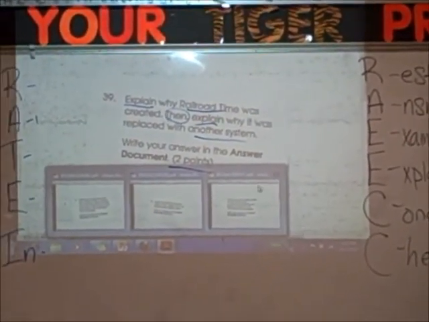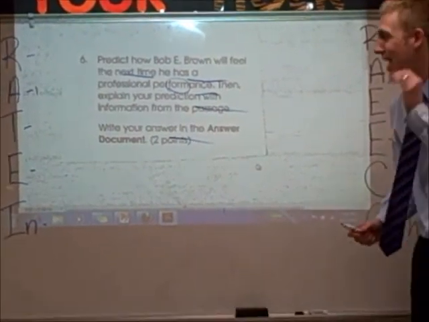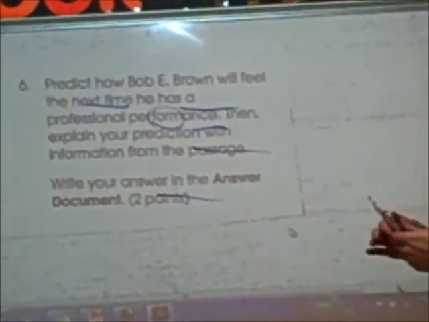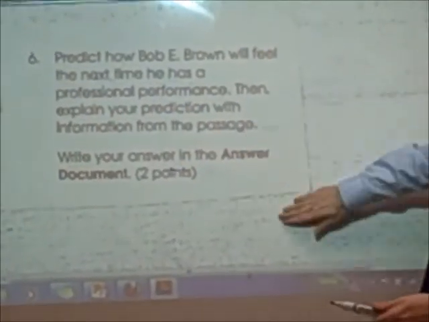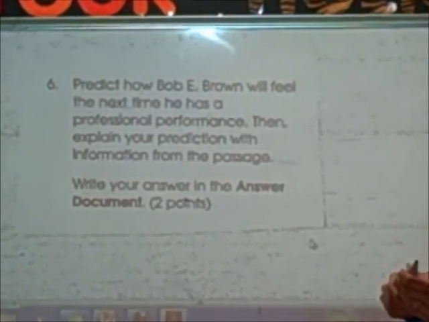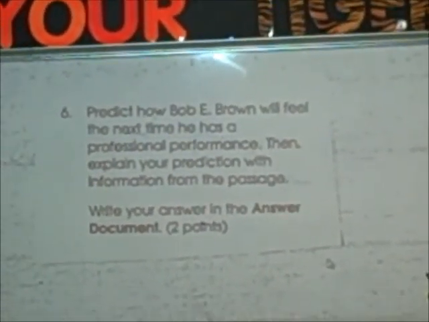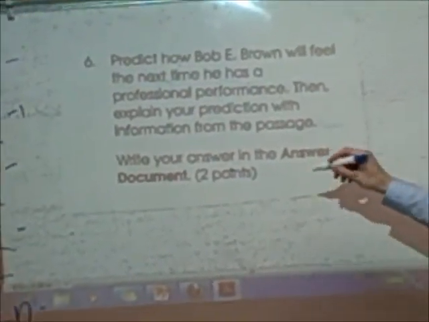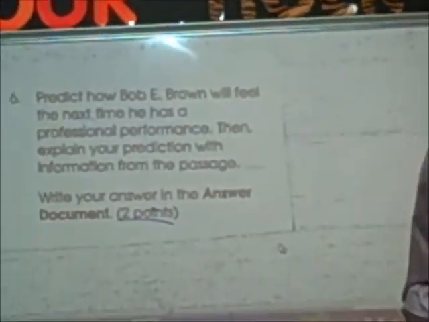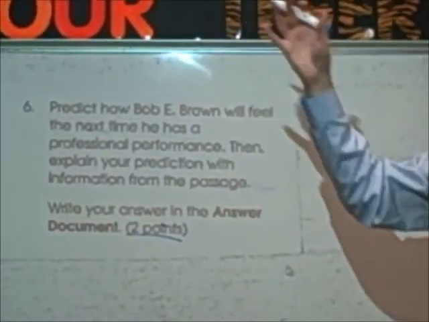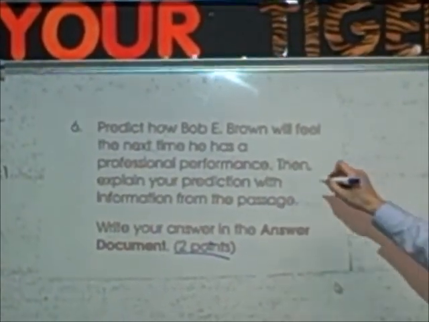The final one we're going to look at here. Predict how Bobby Brown will feel the next time he has a professional performance. Then, explain your prediction with information from the passage. Write your answer in the answer document for 2 points. 2 points, again, is the key there. So I'm looking for a word in there that tells me where I'm going to get point 1 and where I'm going to get point 2.